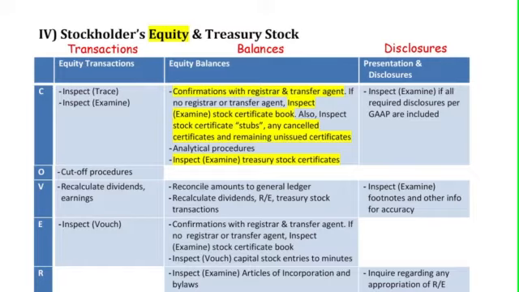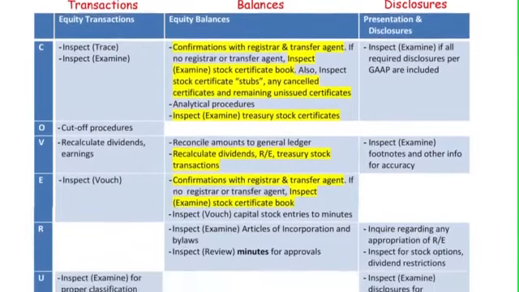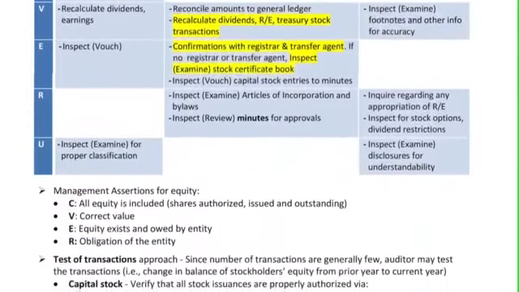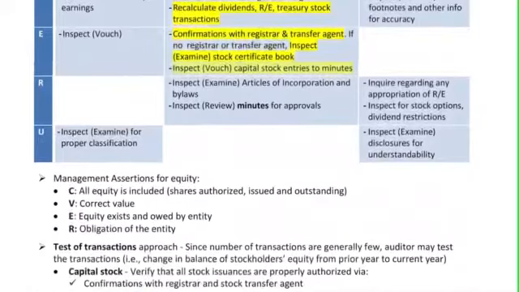Now, under the valuation assertion for balances, recalculate dividends, retained earnings, and treasury stock transactions. Under the existence assertion for balances, confirmations with registrar and transfer agent. We know if there is no registrar or transfer agent, inspect or examine stock certificate book. You might want to inspect or vouch capital stock entries to minutes.